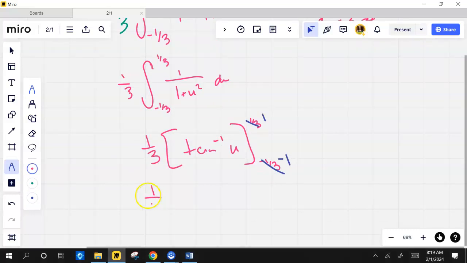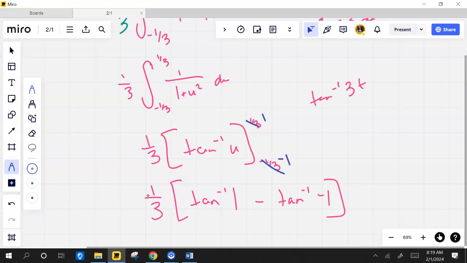This is the one where we were a little confused yesterday. Yeah, you'd still end up here. You'd still end up at this point. If you get inverse tan of 3t, if you put in a 1, you get tan 1. If you put in a negative 1, you get, yeah.